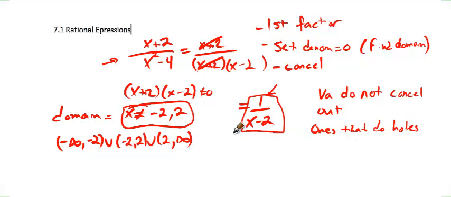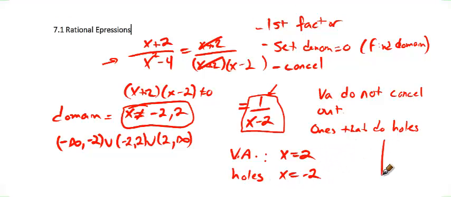Now, as far as the vertical asymptote, vertical A, which I write as V.A., that happens at the 2. This is the one that didn't cancel. X equals 2, and that's what I write. Vertical asymptote, X equals 2. And it's not really equal, it's more like the vertical asymptote is X equals 2. And as far as any holes in the graph, X equals negative 2.